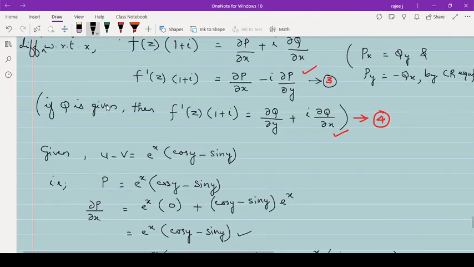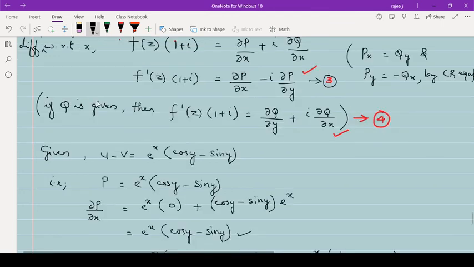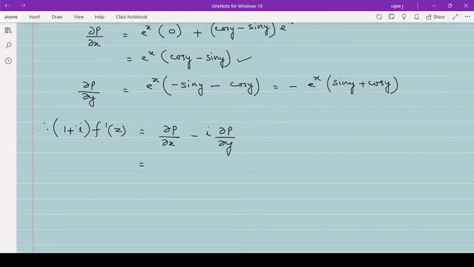So here which one will we write? We will write the third one. So ∂p/∂x minus i into ∂p/∂y, the third one. Here again we are going to use the Milne-Thomson method only. So ∂p/∂x means e^x (cos y − sin y), and ∂p/∂x minus i into ∂p/∂y, which is minus e^x, so this becomes plus e^x (sin y + cos y).